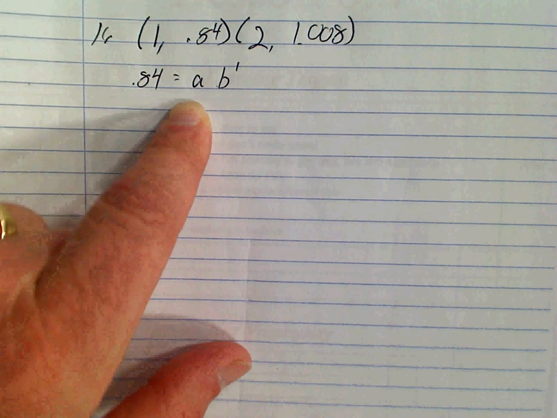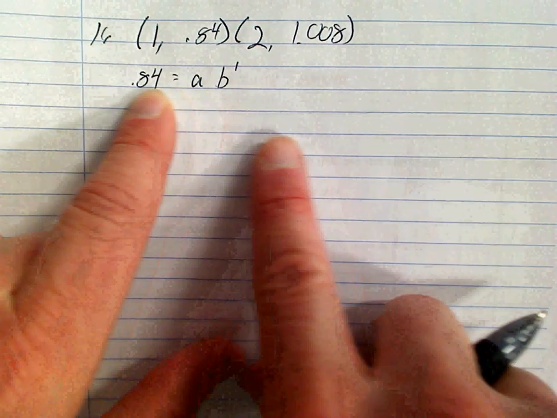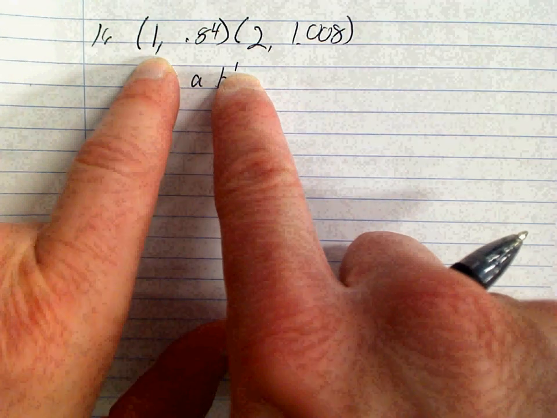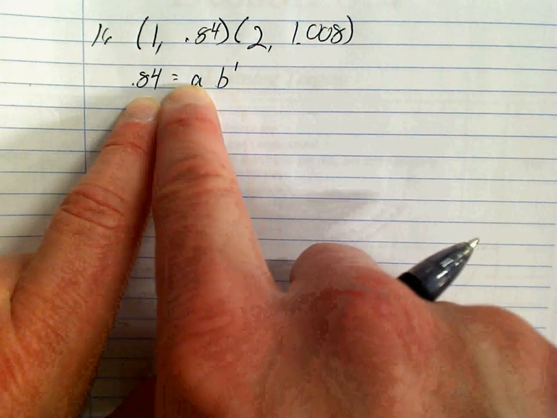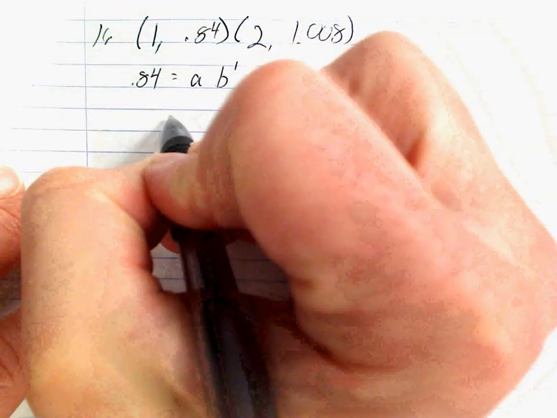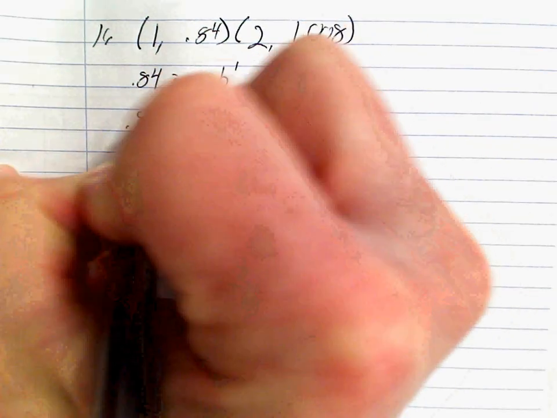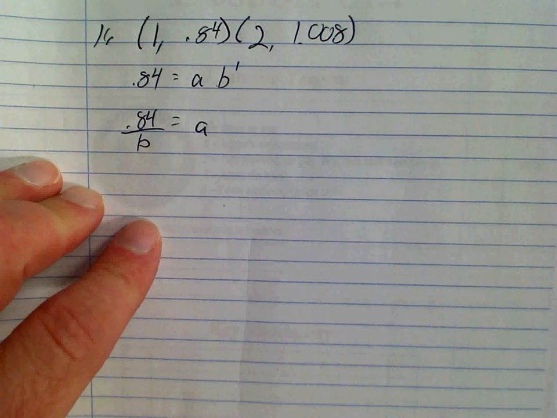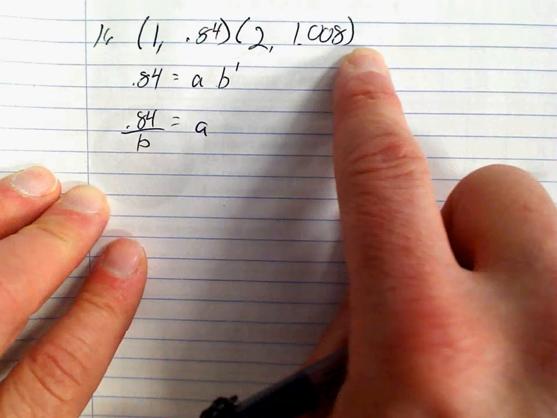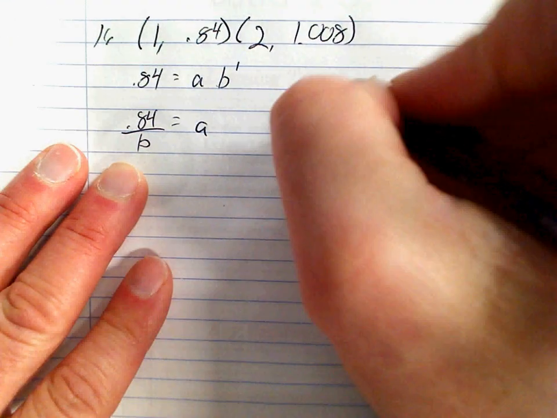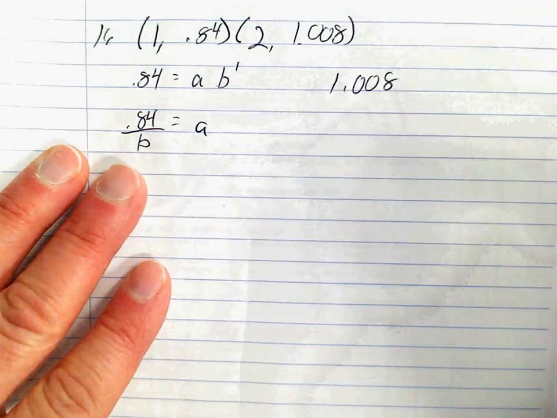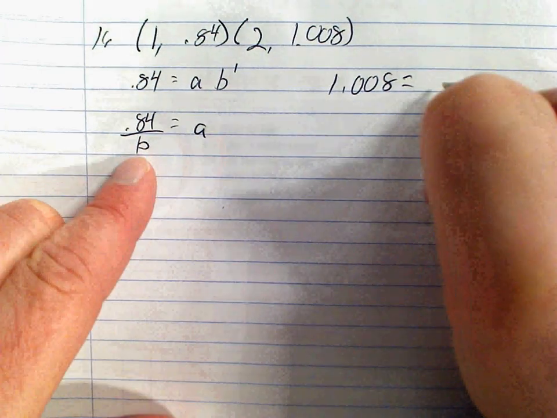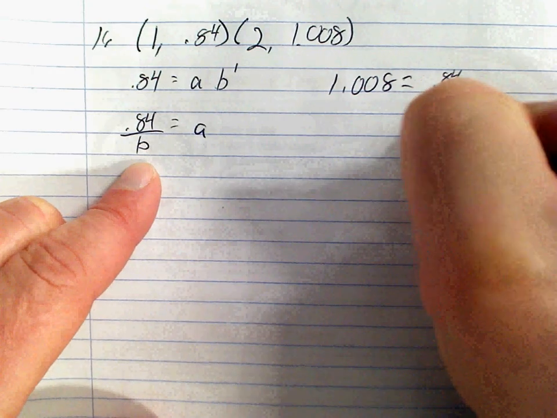So the first one, 0.84, is the output when the input right here is 1. So if I solve that, b to the first power is still just b. If we solve that, we would say 0.84 divided by b is a. Everybody agree with that step? And we got to come over here and somehow make that happen on the other one. So 1.008 would be, instead of an a, I'm going to use 0.84 over b.